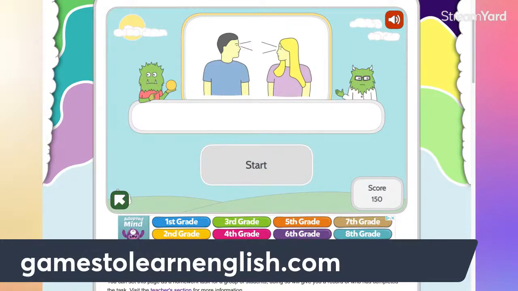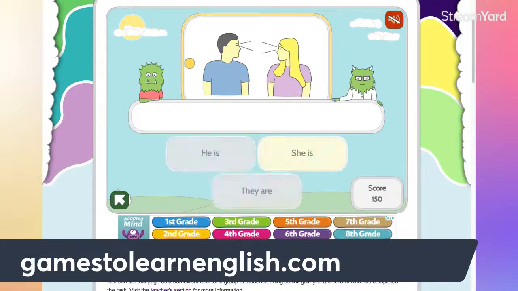So you can have this sound on. I usually click it off. I like to just have it off. I push start and I have them look at the picture.